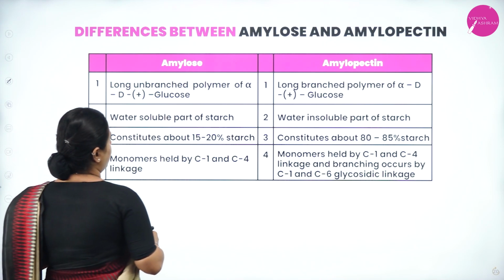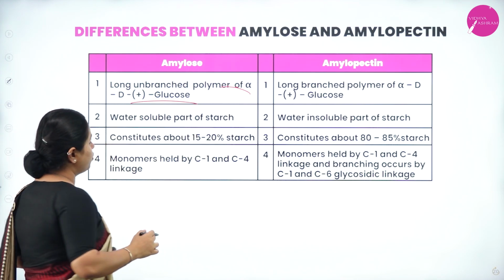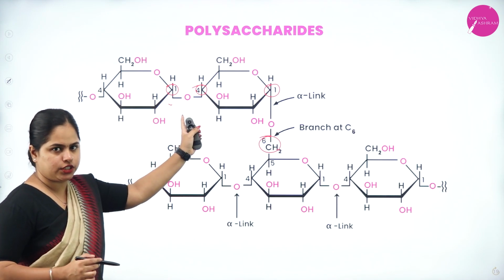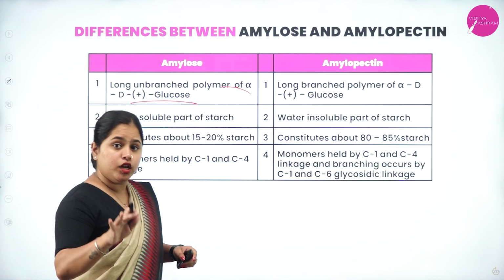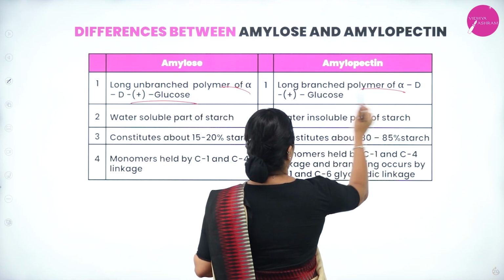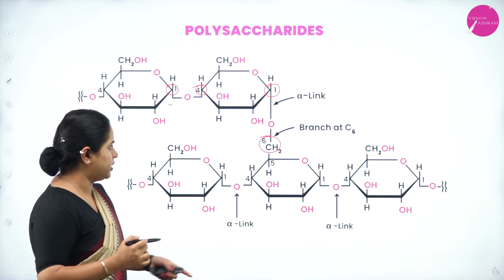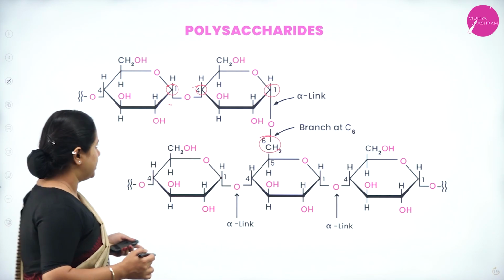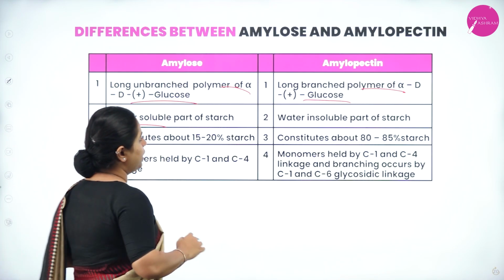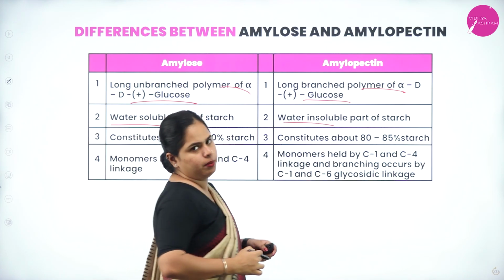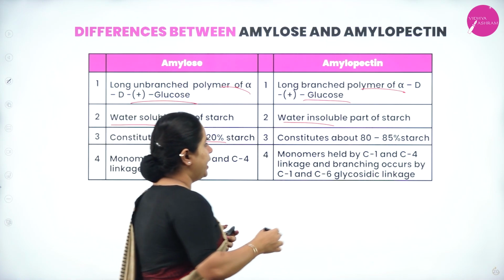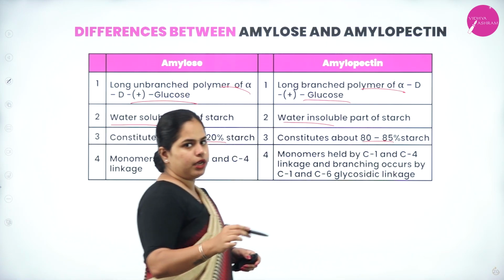Long unbranched polymer of alpha D glucose: you can see this much part is called amylose. There are no branches present here, right? And long branched polymer of alpha D glucose is called amylopectin. Once it is forming branches, this whole structure is called amylopectin, right? Amylose is water soluble. Amylopectin is the water insoluble part of starch. It is 15 to 20% of starch in amylose, and 80 to 85% of starch in amylopectin.